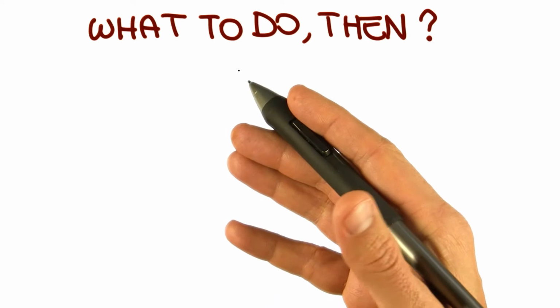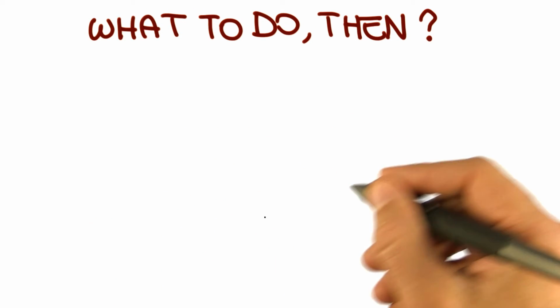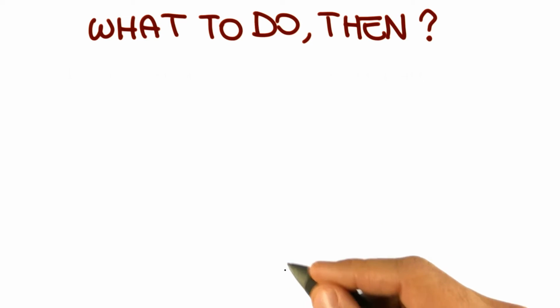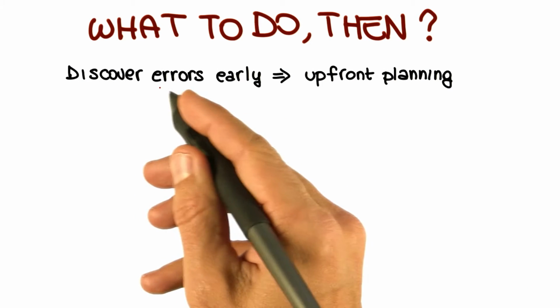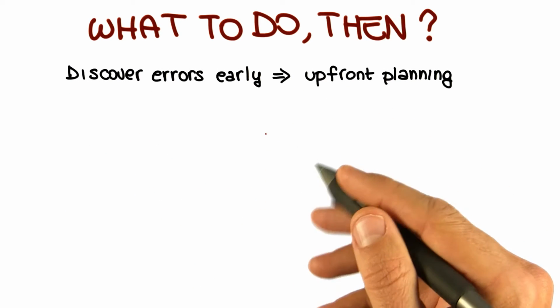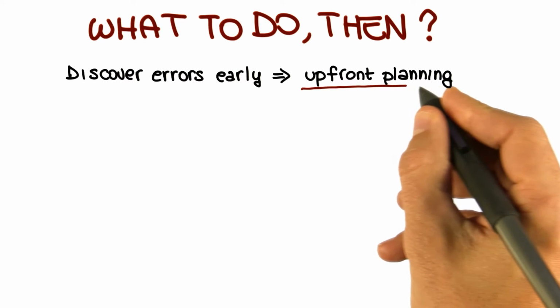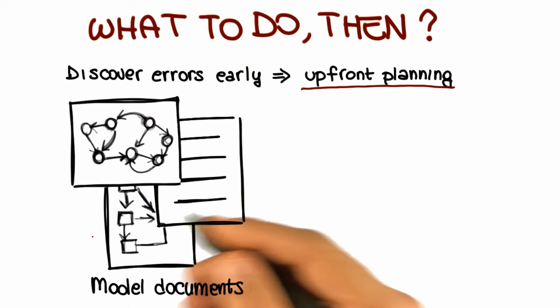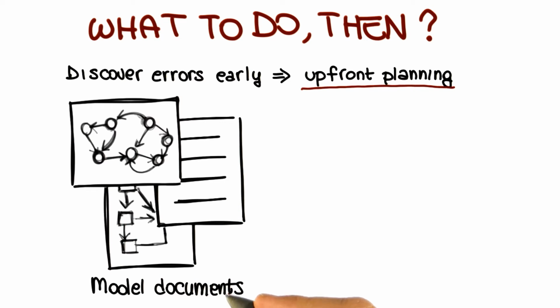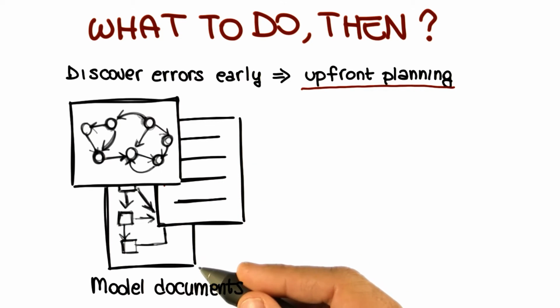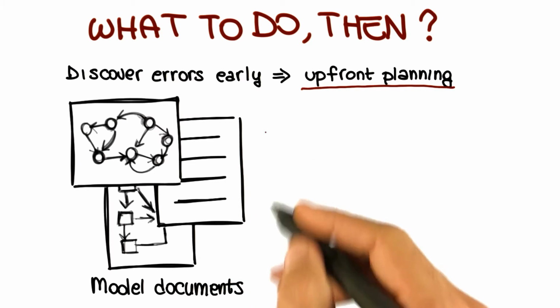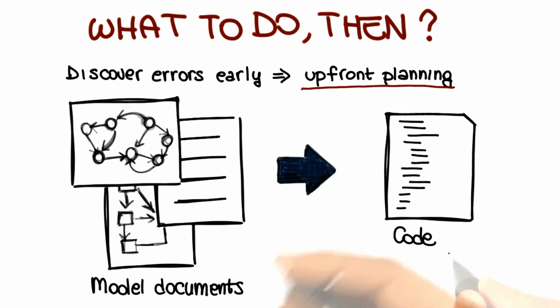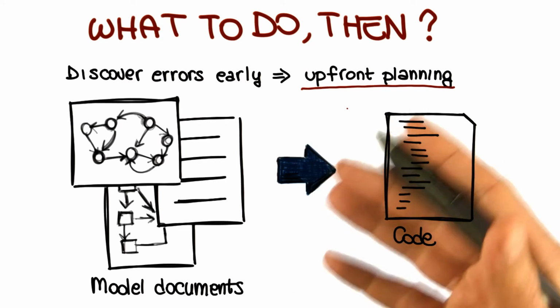So if this is the case and cost is really growing this fast as we proceed in our process, what should we do? The key thing is to discover errors early, before they become expensive, which in turn means doing a lot of upfront planning. And because models are cheaper to modify than code, we're willing to make large investments in upfront analysis and design models. And only after we have built and checked these models, we're going to go ahead and build the code. In other words, we're following a waterfall mentality.